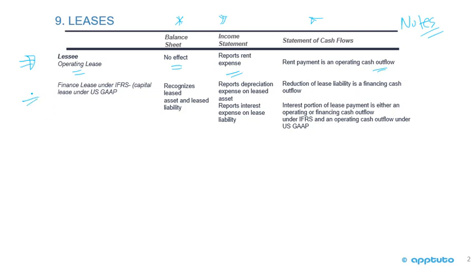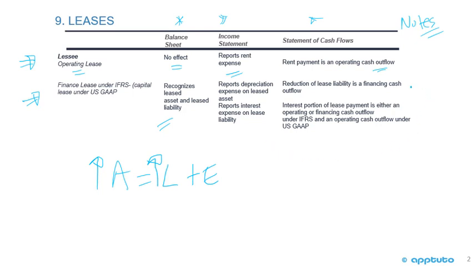Now, if it's a finance lease under IFRS or a capital lease under US GAAP, they're going to recognize the leased asset and the lease liabilities. So assets equals liabilities plus equity. If I'm a lessee with a finance lease, I've taken the asset onto my balance sheet. I'm going to have the asset, I'm going to have the liability. So I'm going to look to any notes with regards to the balance sheet. On the income statement, we're going to have the depreciation expense on the leased asset, and we're going to have an interest expense on the lease liability.